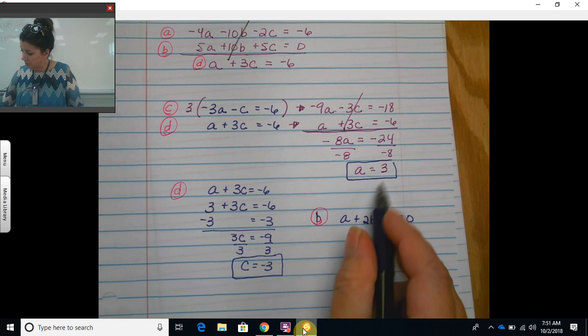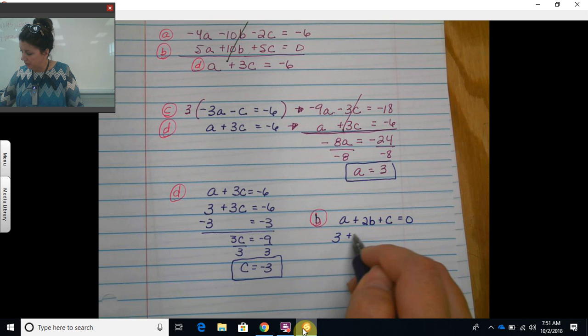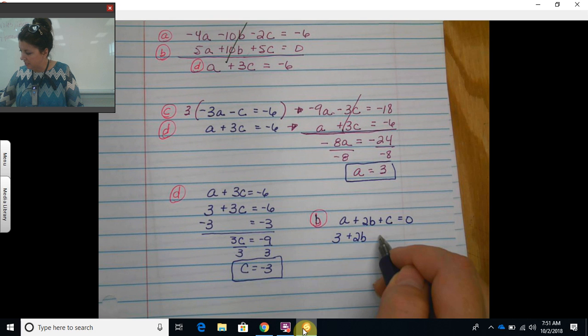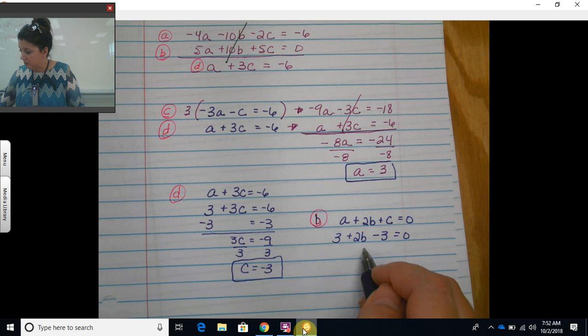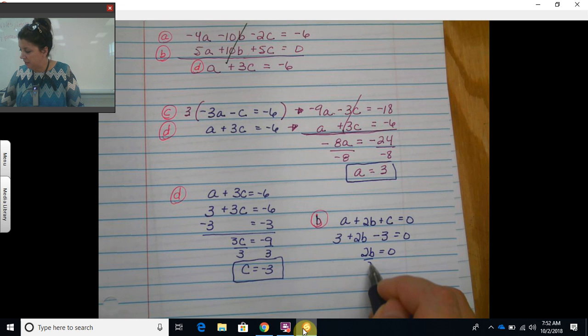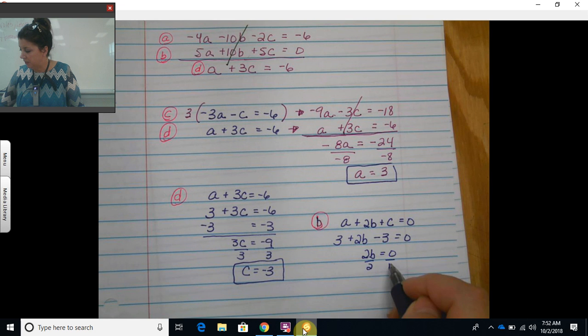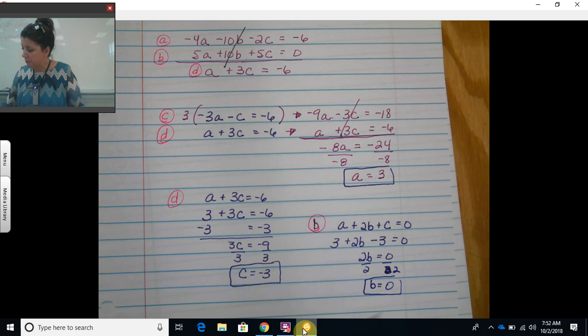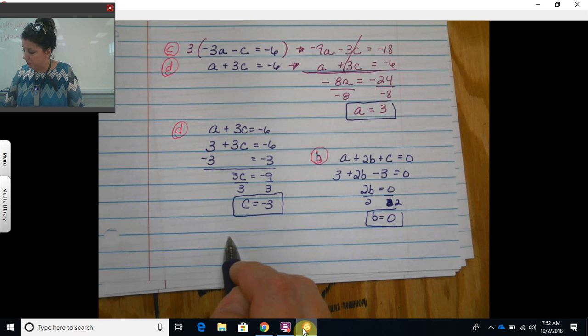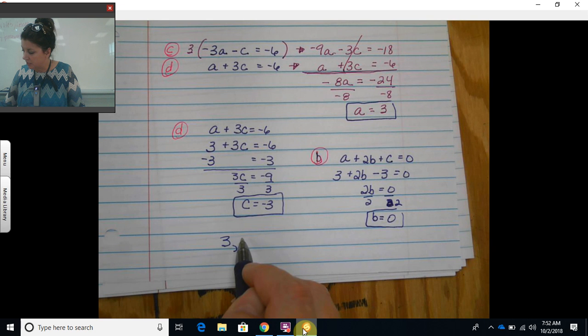So we know A is 3. I do not know B. I know C is negative 3. So plus or minus 3 is the same thing as minus 3. Combine like terms on the left side. 3 minus 3 is 0. So basically I'm left with 2B equals 0. Divide by 2. What is 0 divided by 2? 0. So my answer as an ordered triple, I have to do A, comma, B, comma, C. So that would be 3, comma, 0, comma, negative 3.